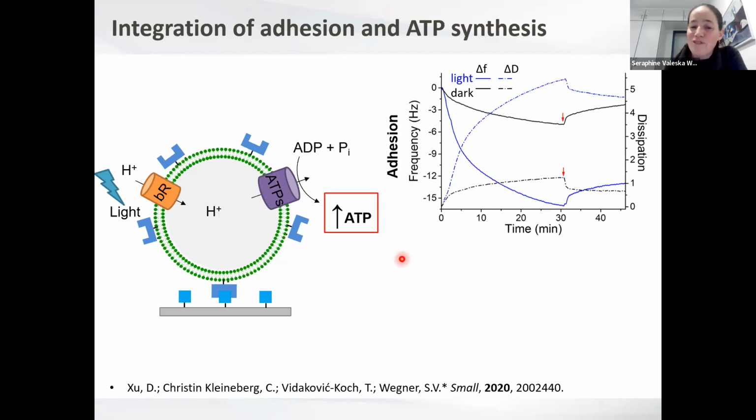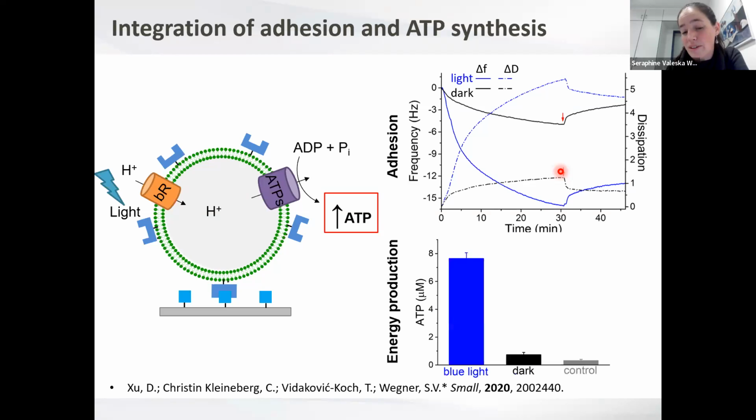So if we first look at the adhesion module, we can see that these vesicles bind to a surface under light, which we can see in a QCMD experiment. And you can see the adhesion of these vesicles as a decrease in the frequency and at the same time an increase in the dissipation, which basically means that there are large wobbly objects that bound to the surface. And conversely, in the dark, you see that the frequency only decreases slightly, and at the same time, also the dissipation only goes up a little.